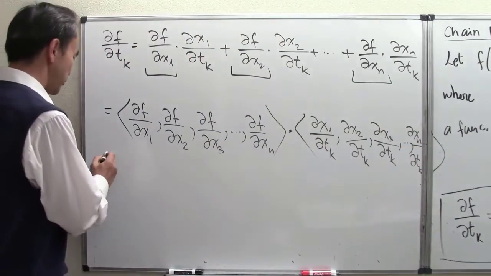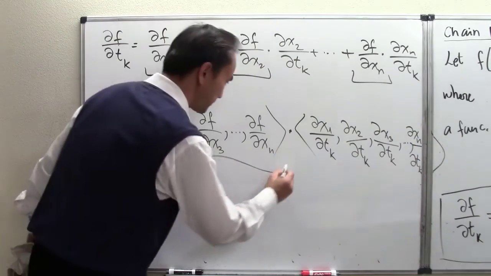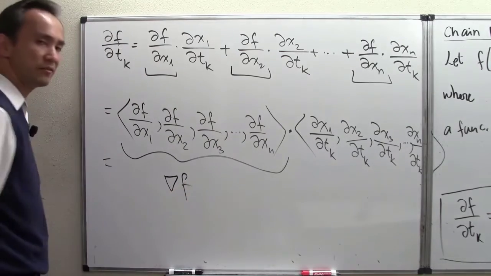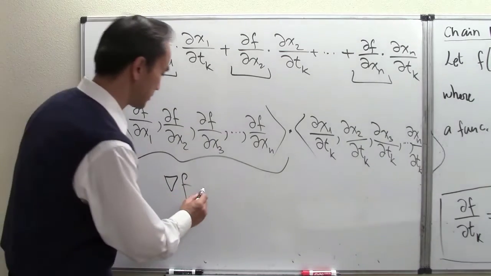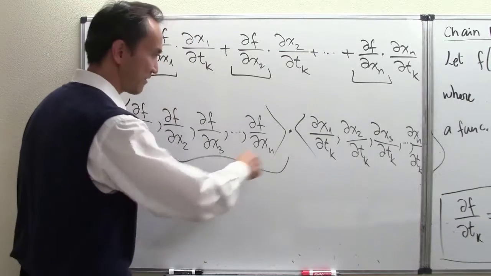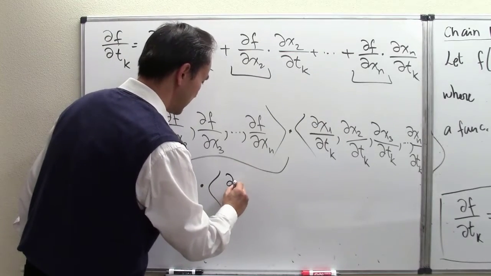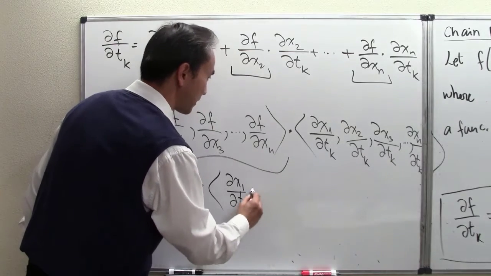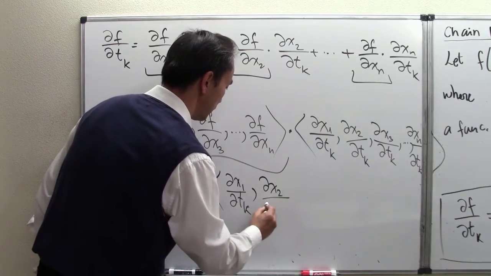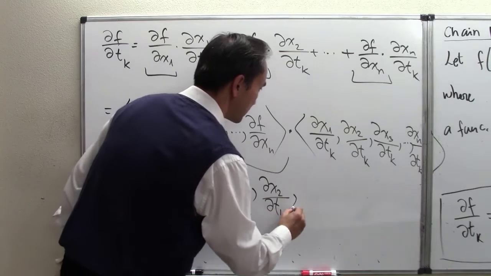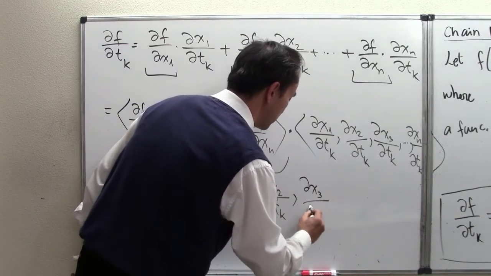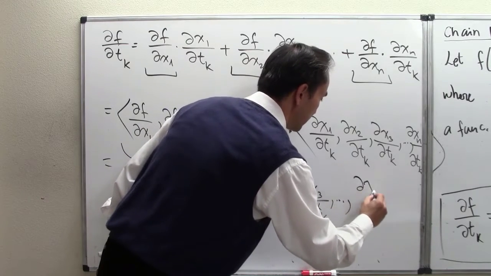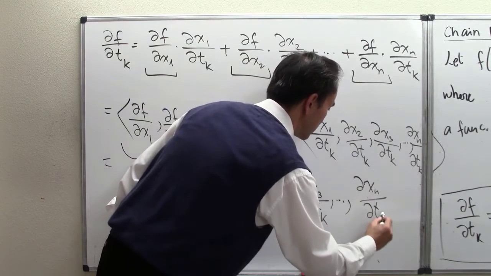And I mentioned gradient because, wait a minute, this first vector right here is the gradient vector of the function f. And then in a dot product with, now I have more space to write, the other vector being dx1 over dtk, dx2 over dtk, comma dx3 over dtk, etc., dxn over dtk.